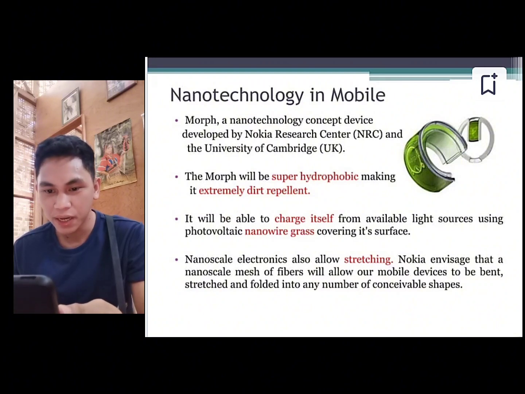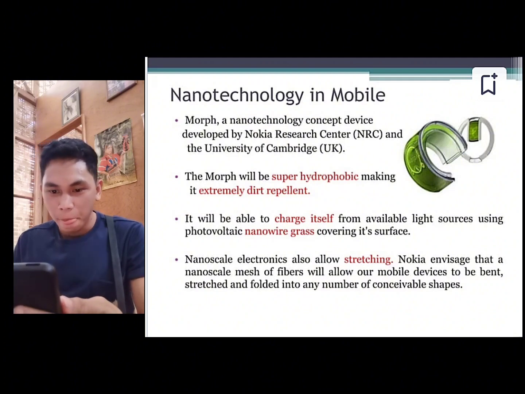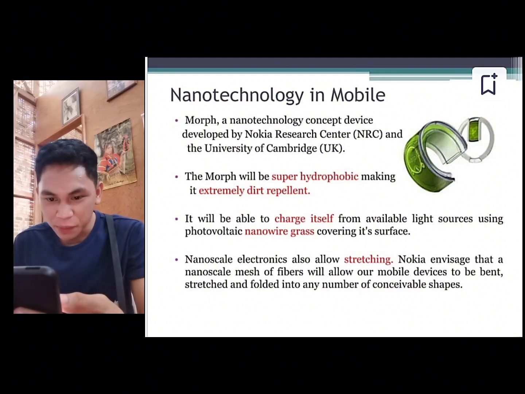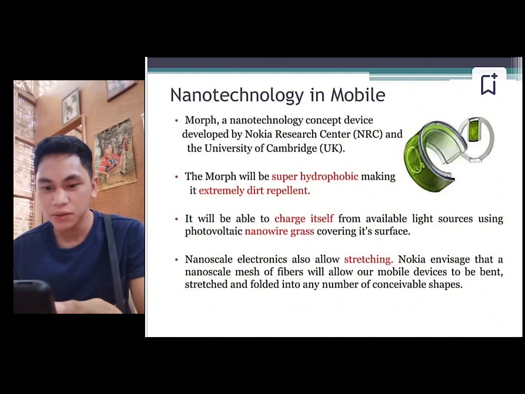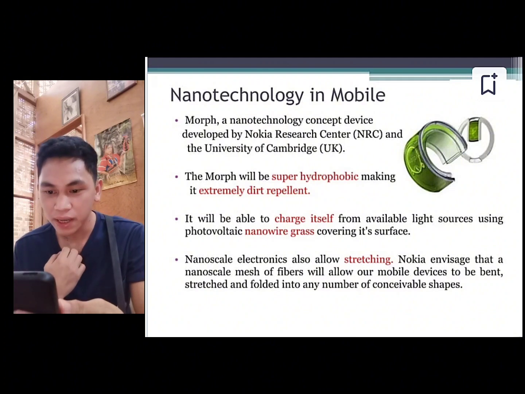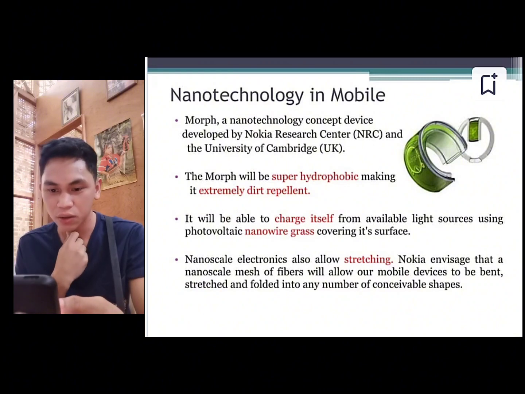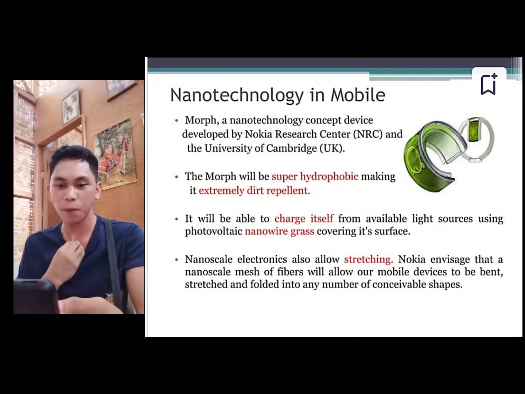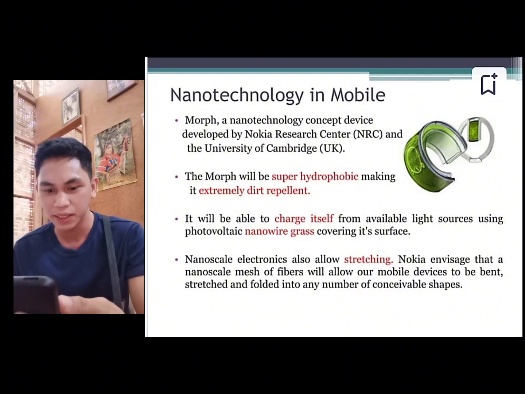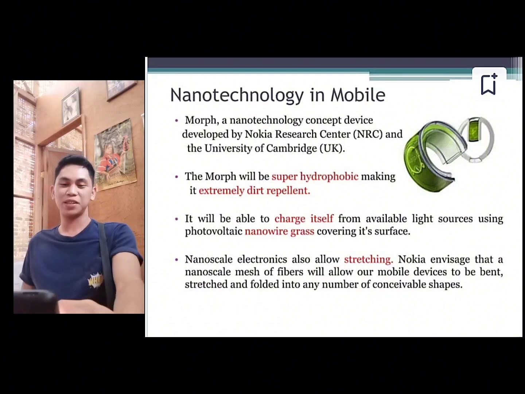Nanotechnology in mobile. Morph, a nanotechnology concept device developed by Nokia Research Center, or NRC, and the University of Cambridge, UK. The Morph will be super hydrophobic, making it extremely dirt repellent. It will be able to charge itself from available light sources using photovoltaic nanowire glass covering its surface. Nanoscale electronics also allow stretching. Nokia envisages that a nanoscale mesh of fibers will allow our mobile devices to be bent, stretched, and folded into any number of conceivable shapes.